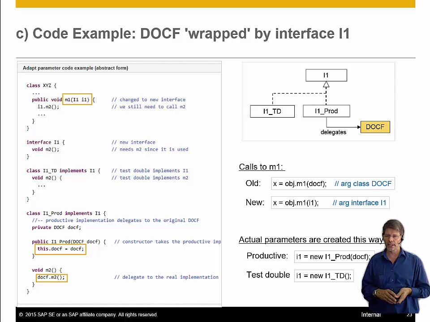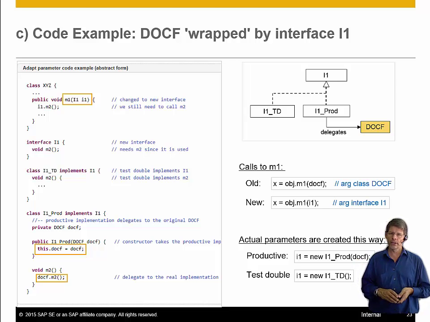What's interesting is the last part there, I1 prod. This is the delegator class that you defined in between. And so this is a new class that implements I1 as well. And you see there it has a private member variable docf. So this is the reference to the real implementation. And in the constructor of this, the real code, and you have to change it that way, when you create the real production instance, you pass in the reference to the real implementation of docf, the original one. And then you remember it. So this is the docf reference.